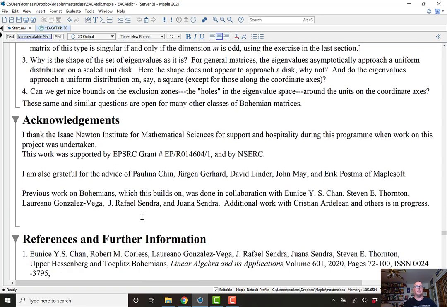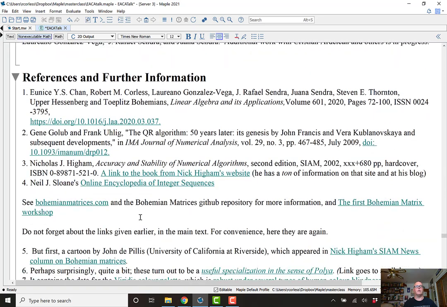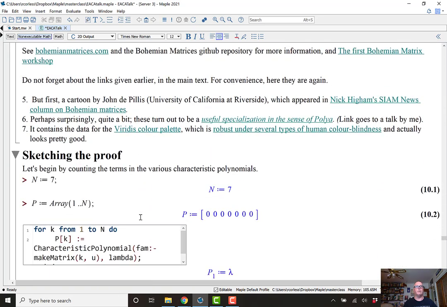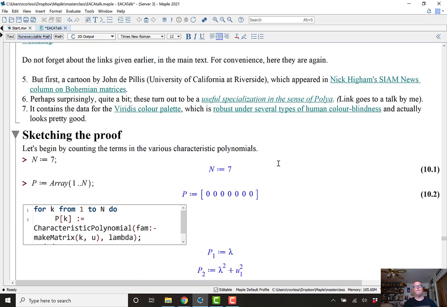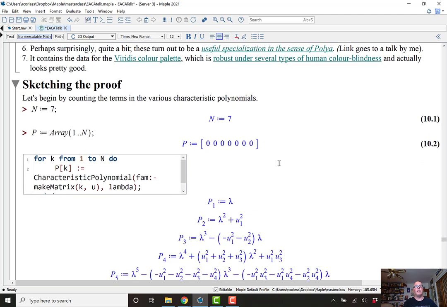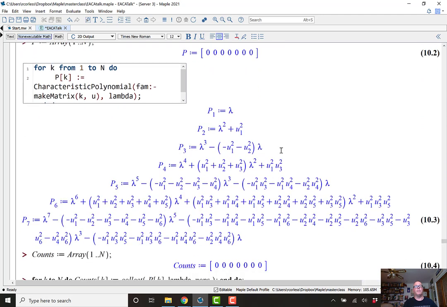So this says acknowledgements and references, and it looks almost like I've finished the talk, but no, I have a proof to give to you, or at least a sketch. What I'm going to prove to you is that the characteristic polynomial, which is just lambda to the m with no other terms present, can only happen at m equals 2 to the k minus 1.